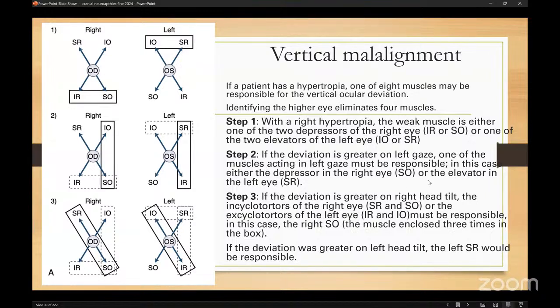Just forget about left superior rectus. If the adduction worsens the hypertropia, it is that eye's superior oblique involvement. And if the deviation or diplopia or the hypertropia further worsens on right head tilt, that is ipsilateral head tilt, then it is a right superior oblique involvement. This much you should remember. That is what is Bielschowsky head tilt test. So that is why if there is a right superior oblique involvement, there is a compensatory left head tilt.